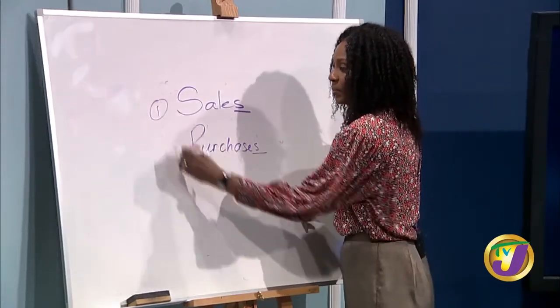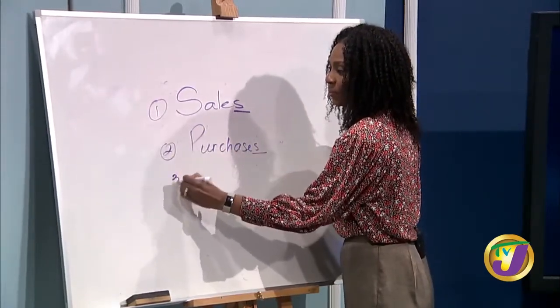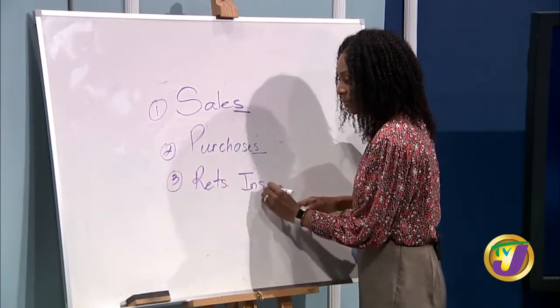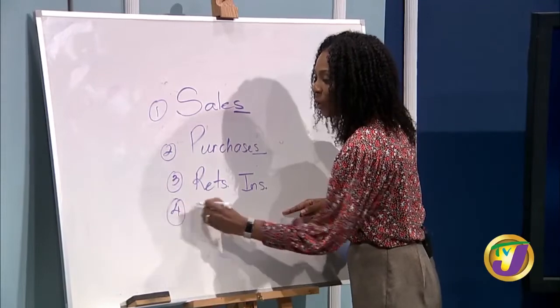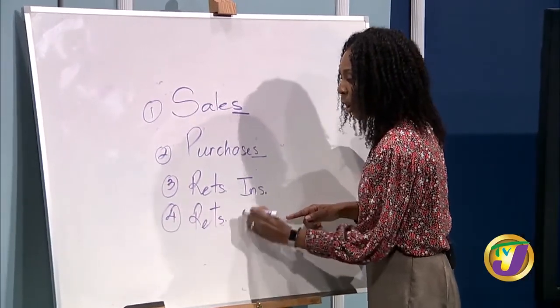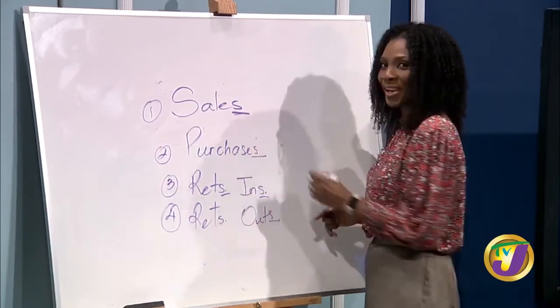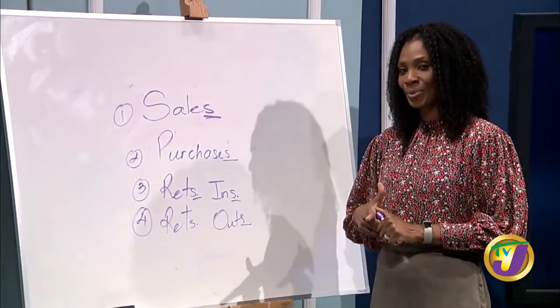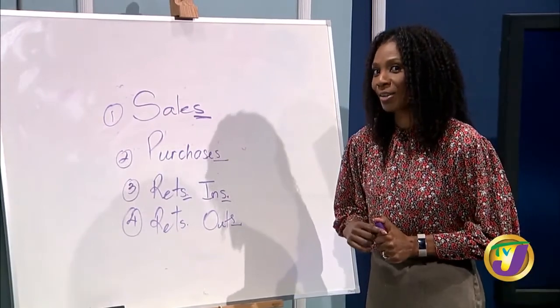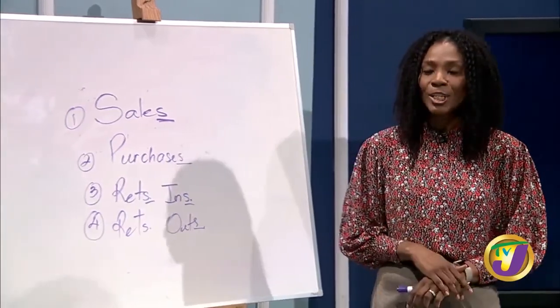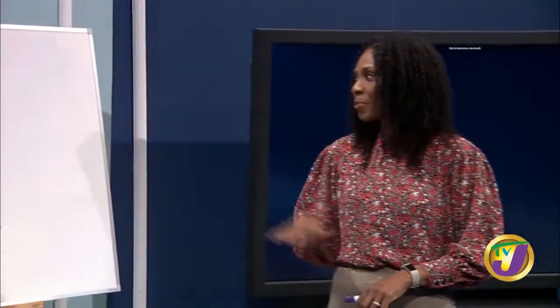purchases, returns inwards, and we also have returns outwards. I love to point this out, the S, because the S represents the letter that starts the word stock, doesn't it? So don't forget, our 4 accounts that track the movement of stock are sales, purchases, returns inwards, and returns outwards.